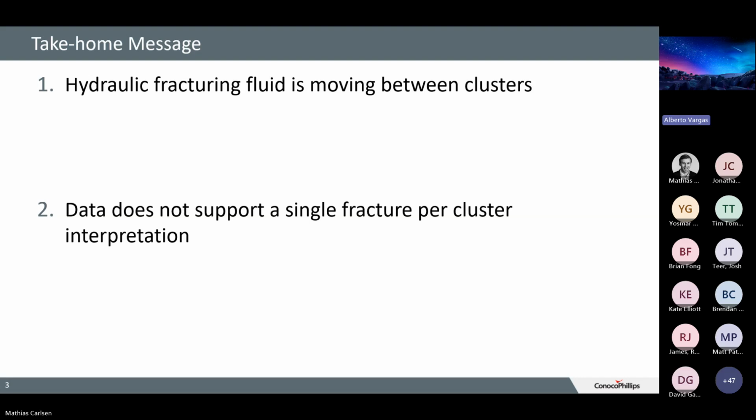The data we had didn't support a single fracture per cluster interpretation. Back then we were still doing a lot of our work with that mindset, and this whole project really changed that for us.